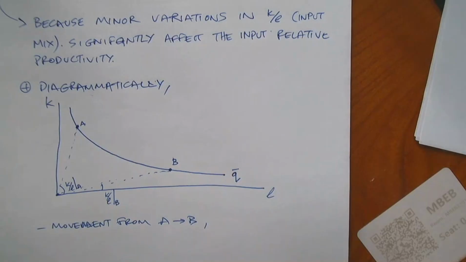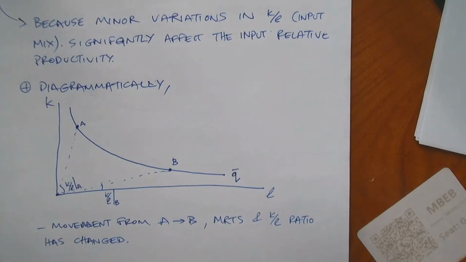Does the capital to labor ratio change? We're still producing Q bar, but our capital to labor ratio is different. Has the MRTS changed? Remember how we measure the MRTS: as the slope of the isoquant at a point? It has changed, right? It has dropped. It used to be a high slope, and now a much flatter slope. So both the MRTS and the capital to labor ratio have changed.